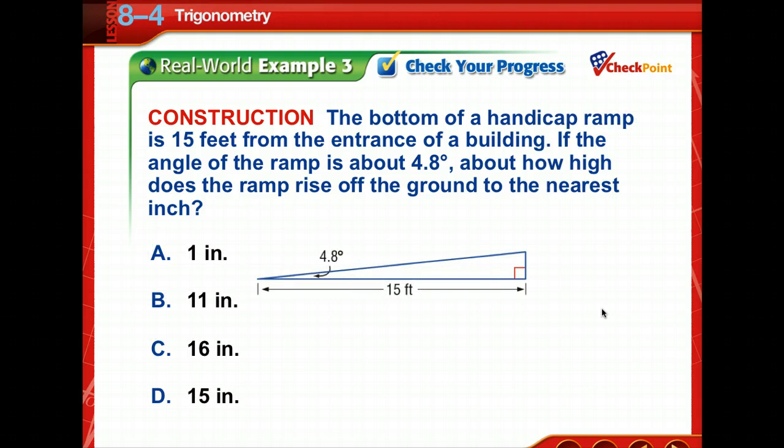So let's check our progress. Using the same kind of process that we used in the example before, let's find out how high this ramp raises off the ground to the nearest inch. So pause for a moment and work the problem, and then come back and check your answer.